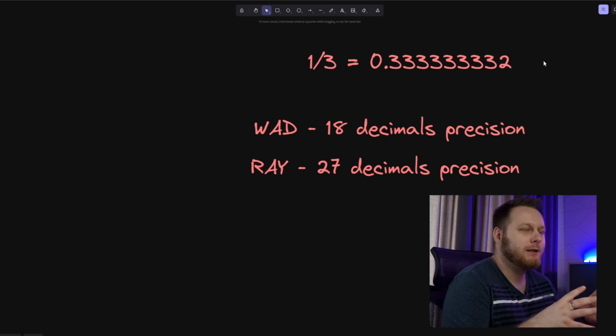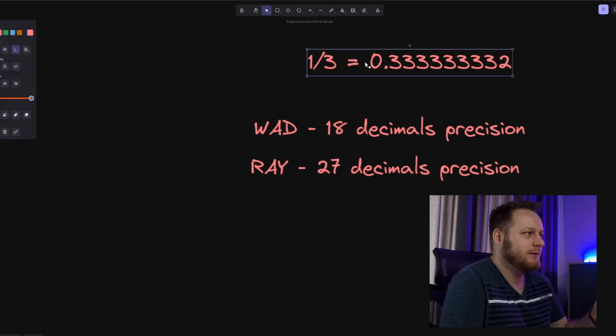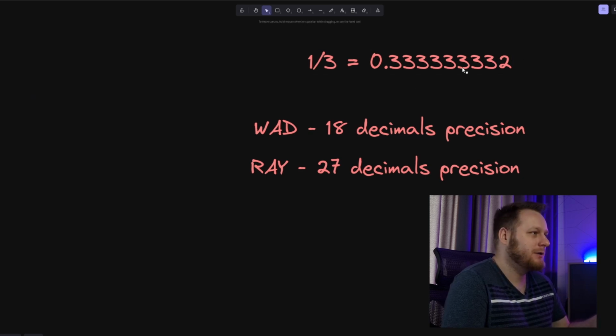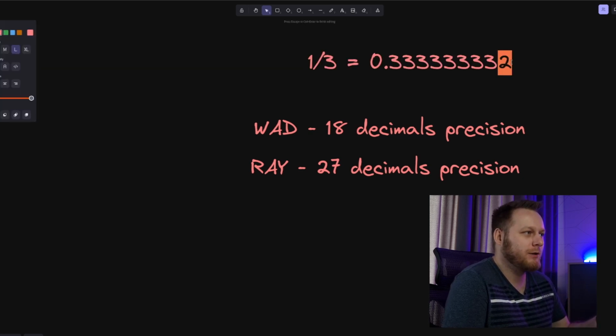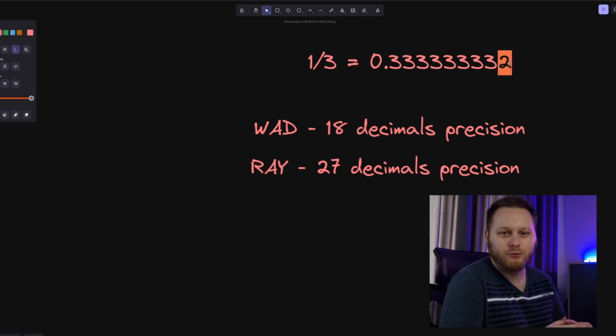And if you think about it, if you had a ternary system, like in binary we have 0 and 1, in ternary system we have 0, 1 and 2, it would be super easy to express this number in ternary. However, in our decimal notation, we cannot. We can either round it or use the infinity notation, which of course computers don't use.